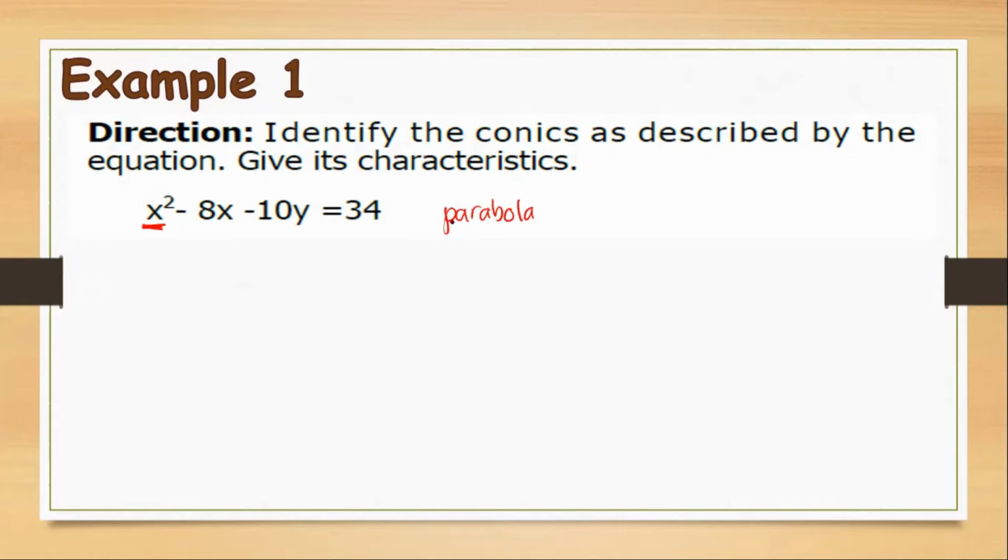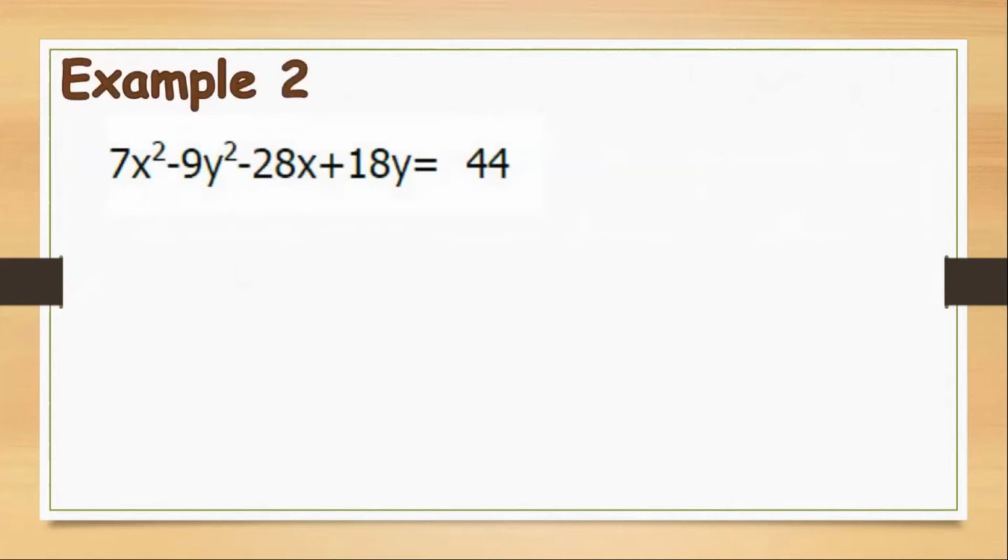Take note that for the property of a parabola, our A must equal 0 or our B must equal 0. In this case, we don't have y squared. Therefore, our B is equal to 0. Okay, for the next example, we have 7x squared and negative 9y squared. But then, 7 is positive and 9 is negative. They don't have the same signs. So we can say that this is a hyperbola.